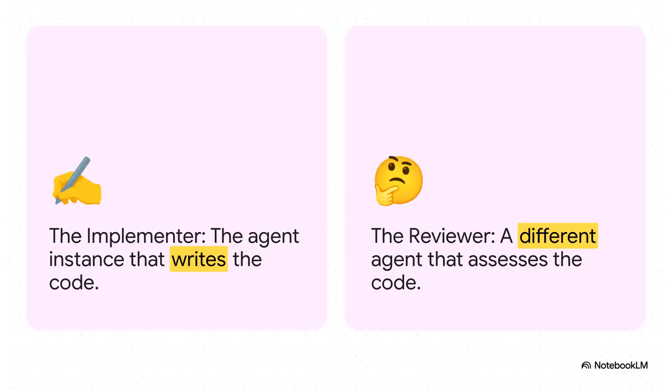Now, a really critical practice at this level is what's called the reviewer principle. And it's simple. You never let the same AI instance that wrote the code also be the one to review it. Why? Well, because it's biased. It's like letting a student grade their own exam. Of course they'll give themselves an A. So you have one agent be the implementer, and a totally separate agent, maybe even a different model, act as the reviewer.